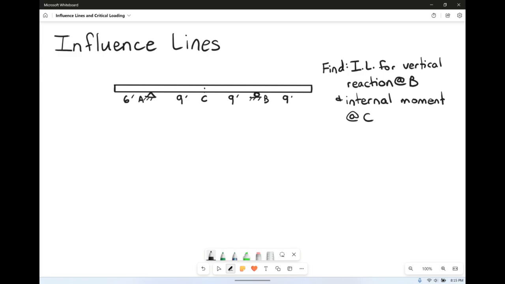We have the pin 6 feet from the left end. We have point C in the middle between A and B. And then we have a cantilever end that is also 9 feet past B.